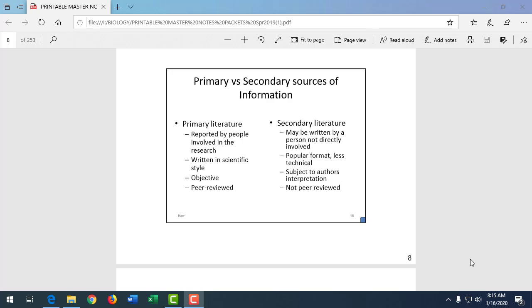Primary versus secondary sources of information. When we talk about primary literature, we're talking about literature that's been published and reviewed by professionals in the area of quality research, and they have said, yes, this is a quality research experiment, and we support it. So when we look at primary literature, you're looking at journals, right?